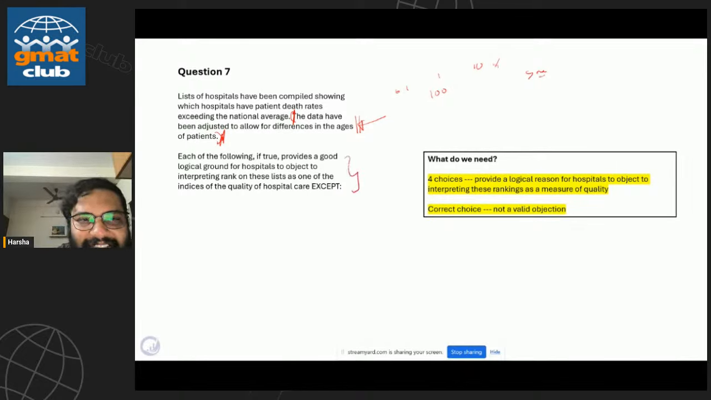Now, what is the ask? Each of the following, if true, provides a good logical ground for hospitals to object to interpreting rank on these lists as one of the indices of the quality of hospital care, except. On the first read, this looks a little irritating, but you just have to spend a bit of time and figure it out. In other words, four out of these choices will give you, if you are the hospital, a proper, legitimate reason to object to using these rankings as a measure of quality. There's one choice which will not be a valid objection. So what we have to do, I hope, is clear.